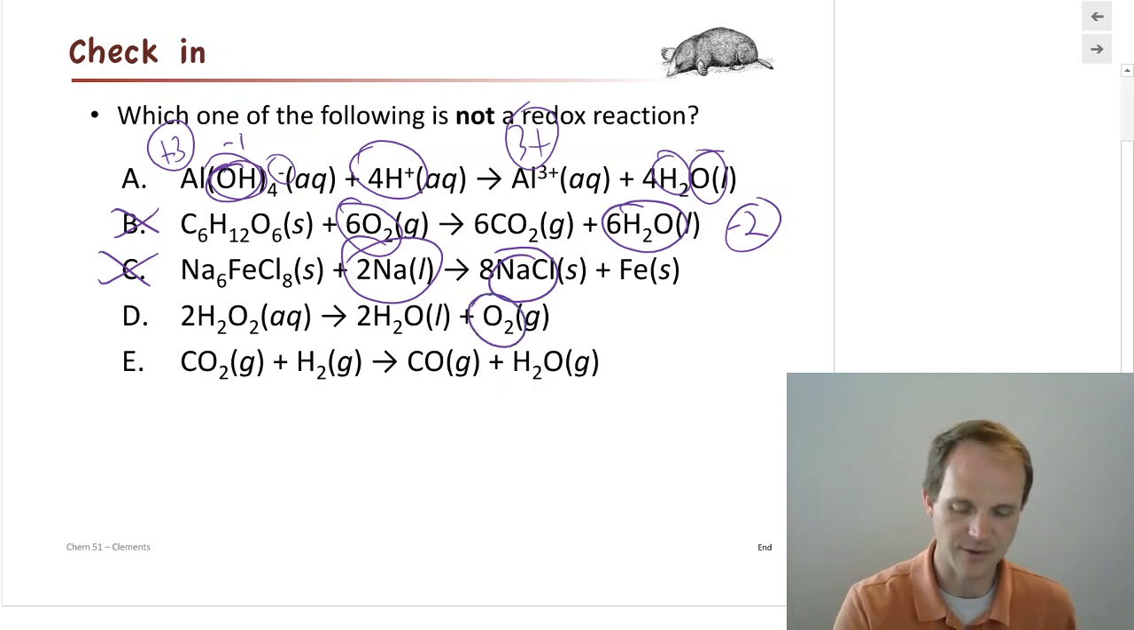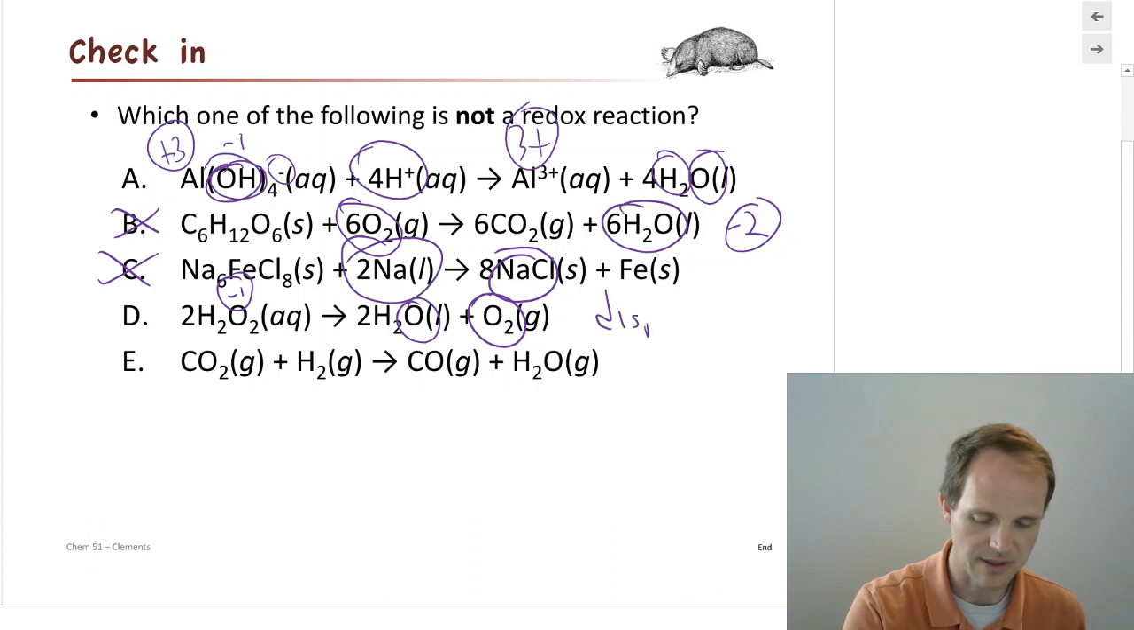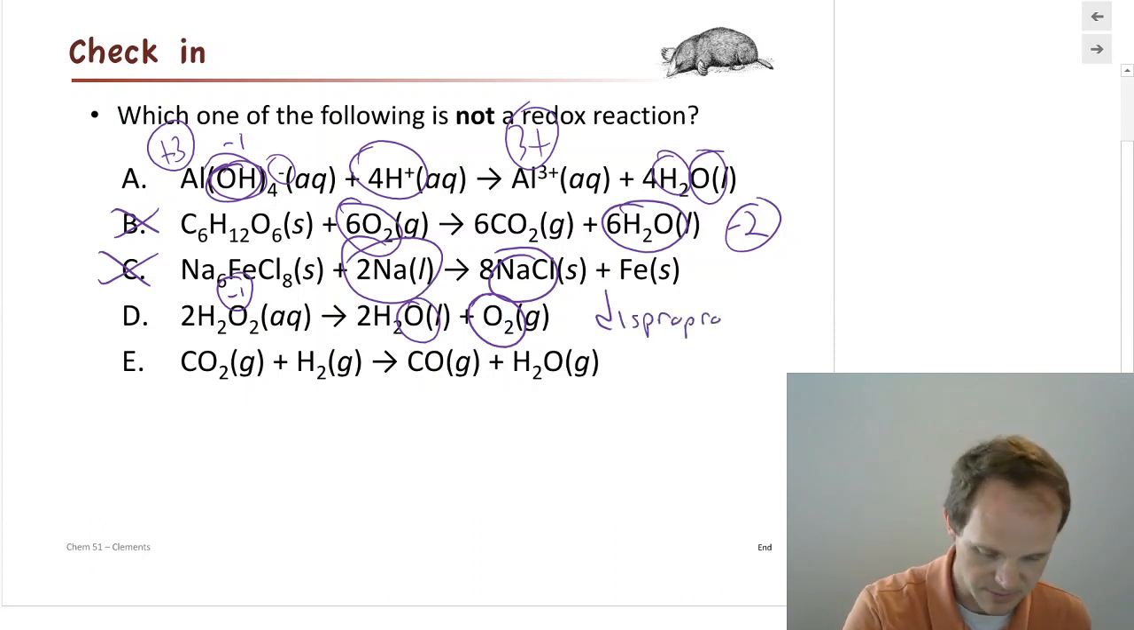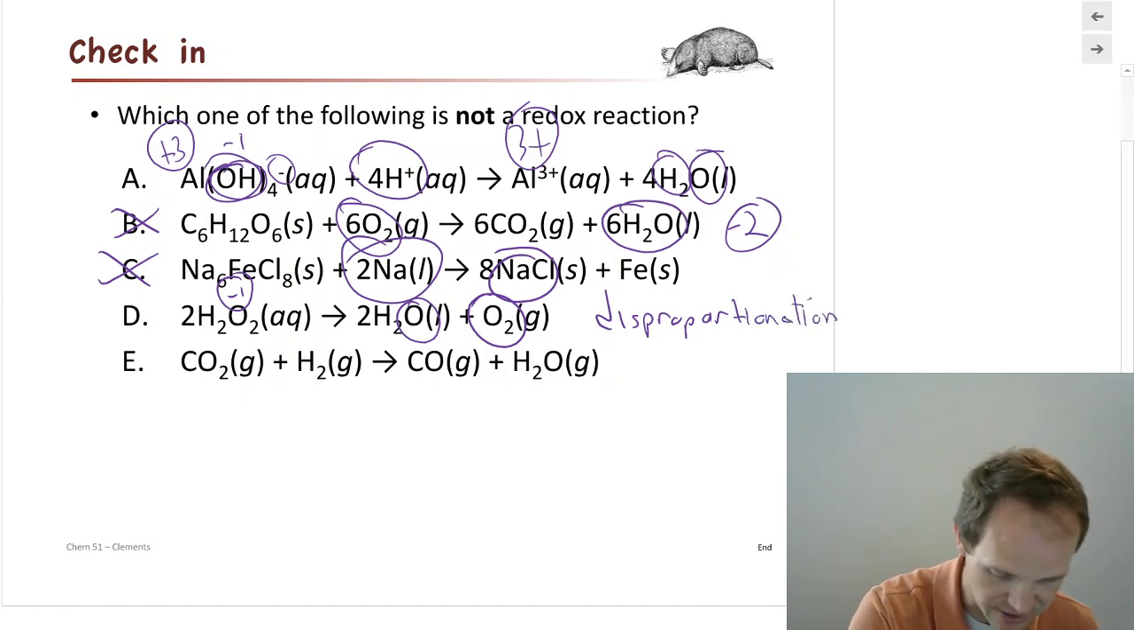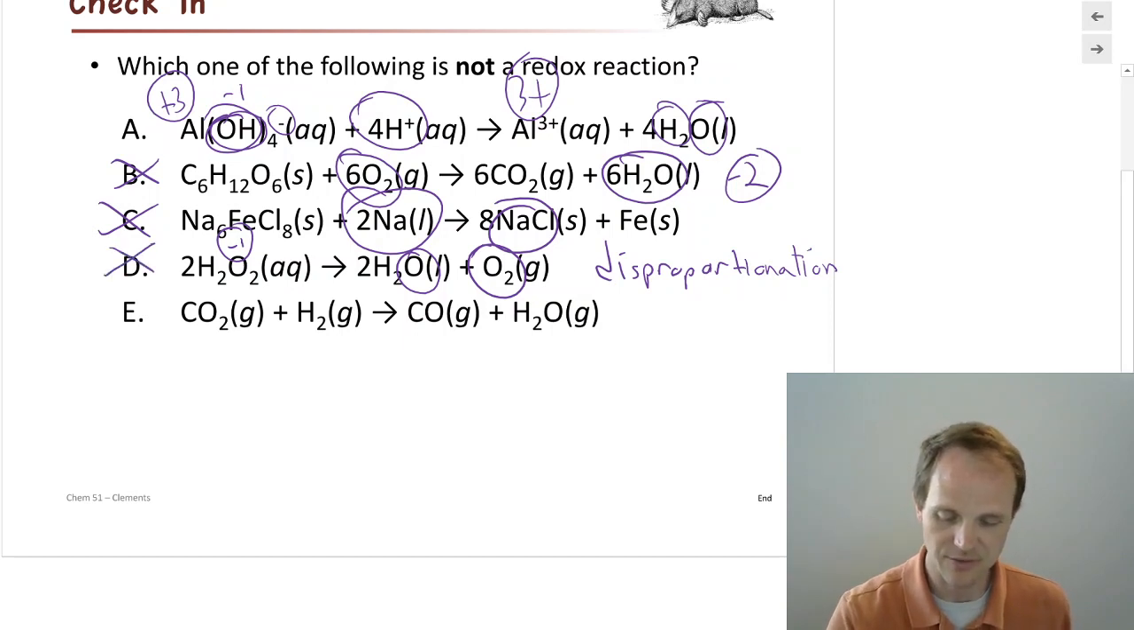However, on the right, what do we have? We've got an oxygen that's 0, and we have an oxygen that's -2. So this oxygen goes from being -1 on the left to -2 and to 0 on the right. This has a special name, which we'll talk a little bit more about later. Disproportionation reaction. Disproportionation is a reaction where the same element is both oxidized and reduced. Okay, it's a disproportionation reaction, but it is definitely redox.